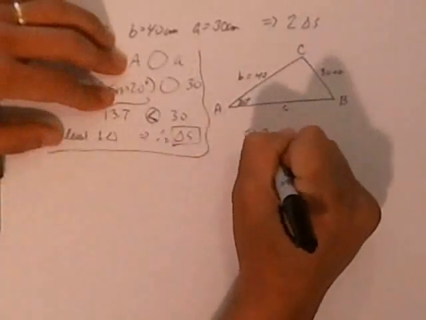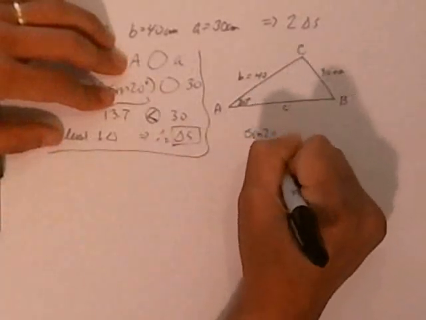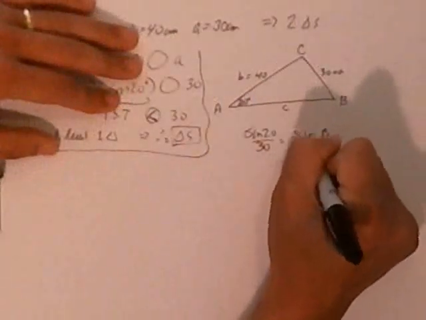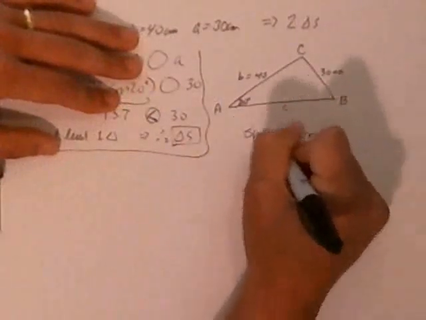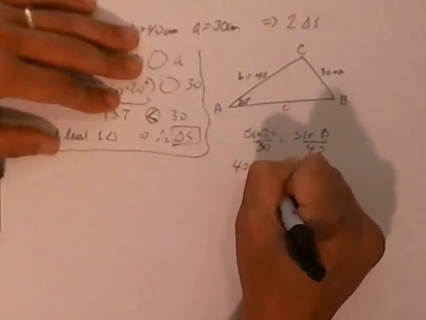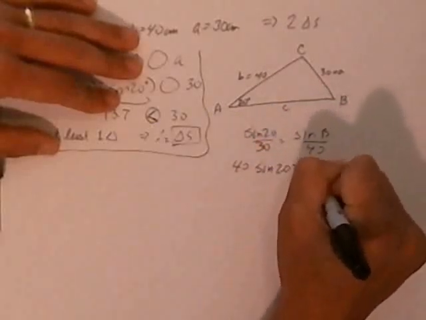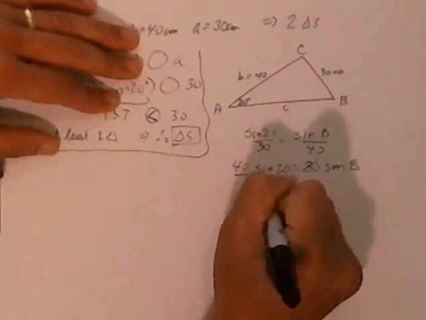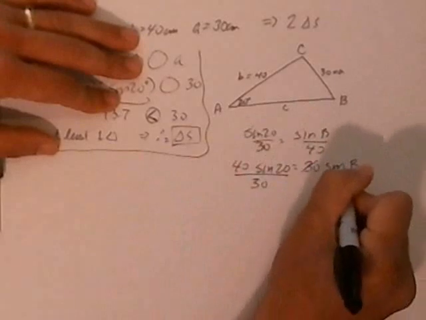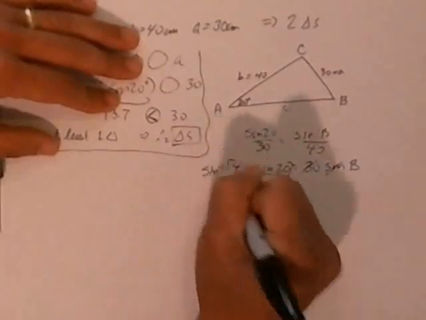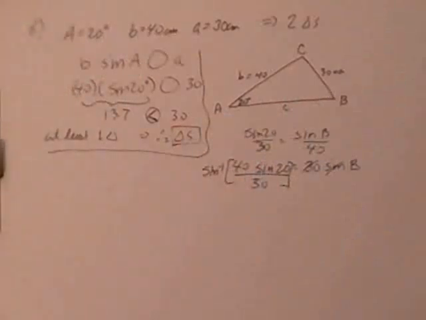Sine of 20 over 30 is equal to sine of B over 40. We're going to cross multiply. 40 times the sine of 20 is equal to 30 times the sine of the angle B. To get rid of that 30, we're going to divide by 30. To get rid of that sine, we're going to take the sine inverse. And I'm going to use my calculator for that.